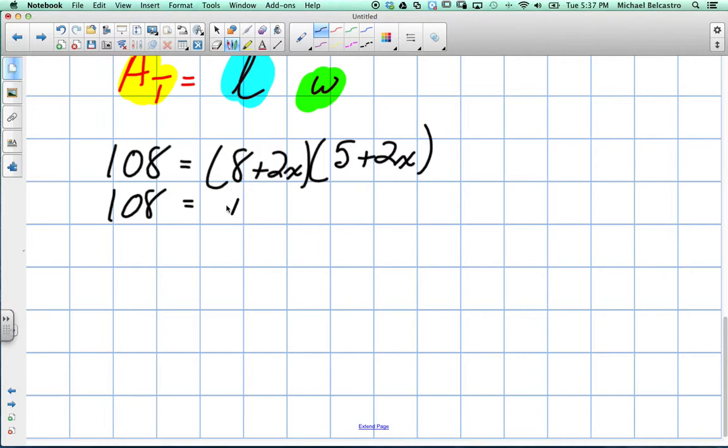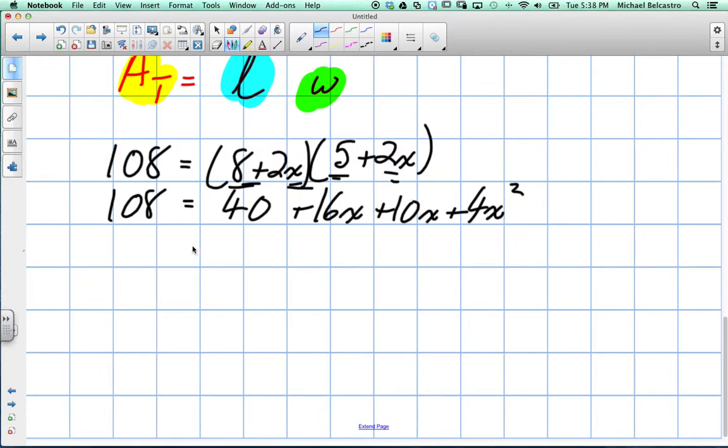8 times 5 is our 40. 8 times 2x is our 16x. 2x times 5 is our 10x. And 2x times 2x is our 4x squared. I'm going to rearrange this. Did you see how I FOILed that? Was that too fast? No, I saw it. These two, then those, then those, and then those.